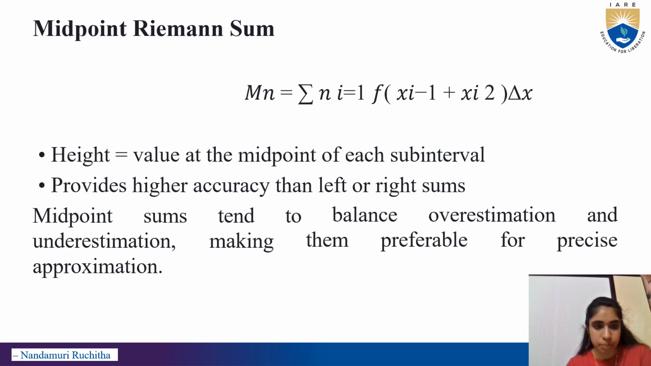Midpoint Riemann sum. Height is equal to the value at the midpoint of each subinterval, which provides higher accuracy than left or right sums. Midpoint sums tend to balance overestimation and underestimation, making them preferable for precise approximation.